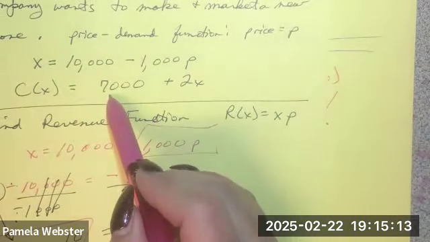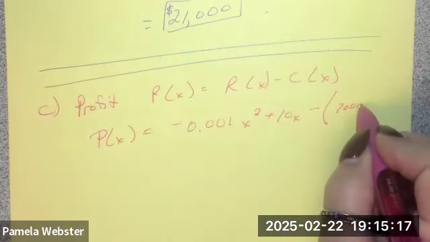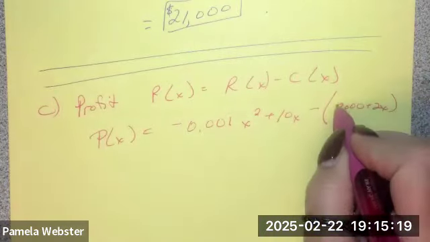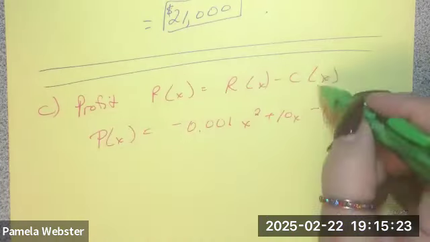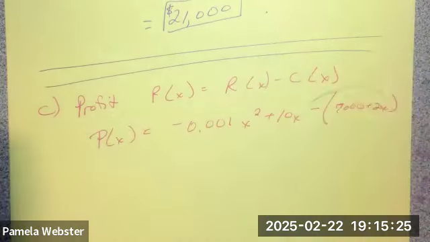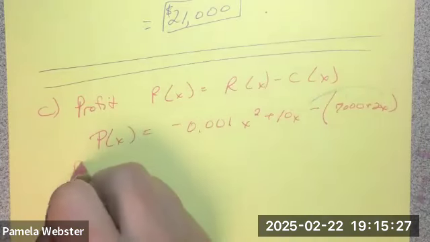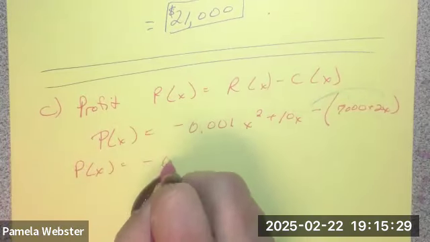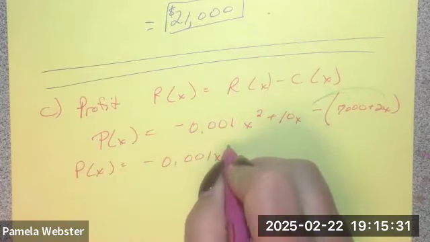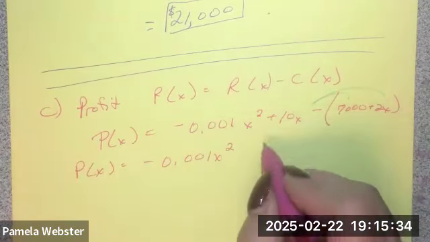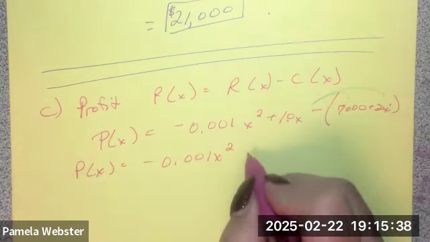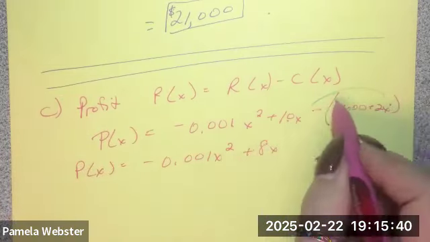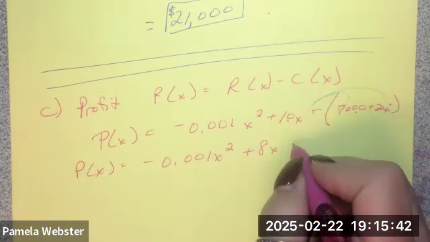I'm going to have to distribute that minus. So the cost function was 7,000 plus 2x. So make sure you put the parentheses because you're going to have to distribute that negative. Watch out for it. All right, we're going to clean this up just a little bit. Negative 0.001x squared. This is 10x. It's going to be minus 2x, so that's plus 8x, and then minus 7,000.